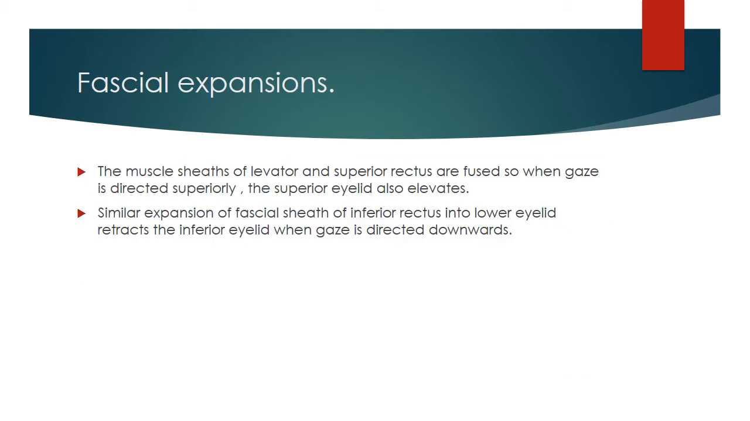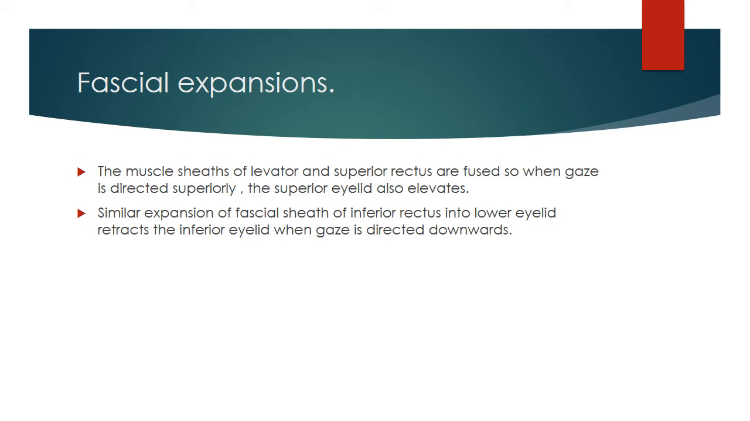Now have you noticed that when our gaze is directed superiorly, the superior eyelid also elevates, and when we look downward, the inferior eyelid retracts? This is also due to these fascial expansions. The muscle sheaths of levator and superior rectus are fused, right? And levator palpebrae superioris extends into the upper eyelid. So when the gaze is directed superiorly, the superior eyelid also elevates. And a similar expansion of the fascial sheath of the inferior rectus extends into the lower eyelid.